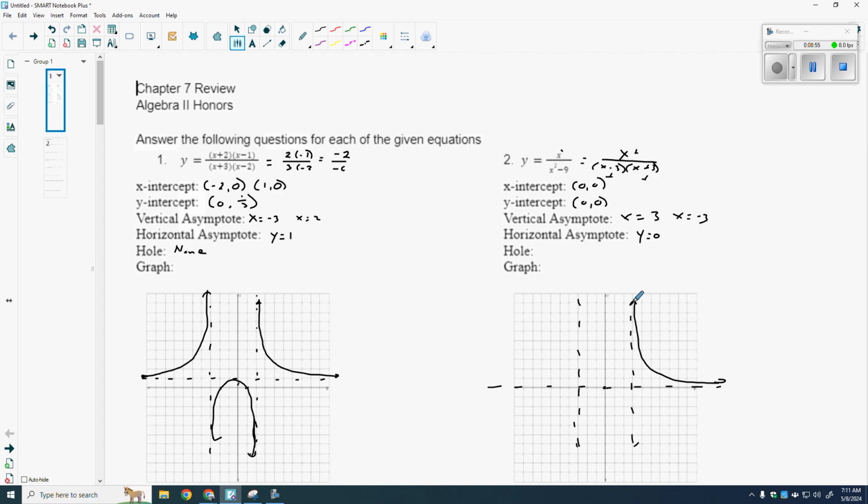If it goes to positive infinity on the right, it'll come from negative infinity on the left. It has to pass through that point. Sorry, trying to make it smooth. All right, so the question is, does it go back down or does it go back up?